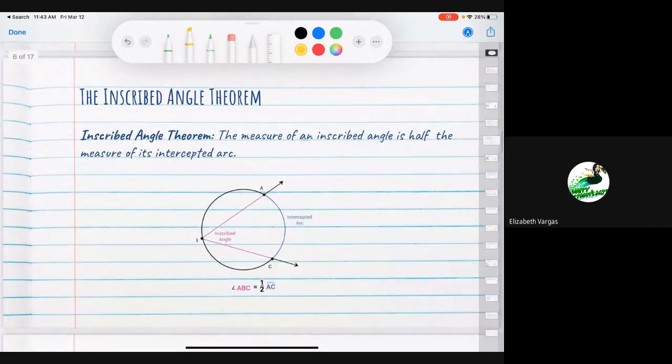Okay, well, what's the relationship between an inscribed angle and its arc? We looked at the relationship between a central angle and its arc, where they were equal. But what about an inscribed angle and its arc? Well, what this tells us is that an inscribed angle is half the measure of its inscribed arc. So instead of being equal, as when we had central angles, now it is half the measure.